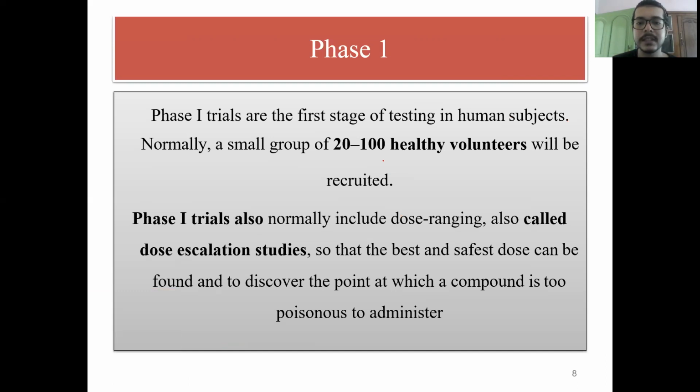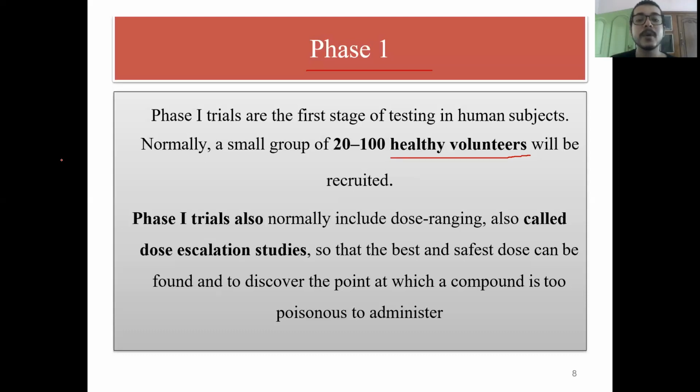So as you can see here, it is healthy volunteers. These healthy volunteers are very important. From the second or third phase, you will see that those are not healthy volunteers. So phase 1 is the trial where we are taking healthy volunteers.